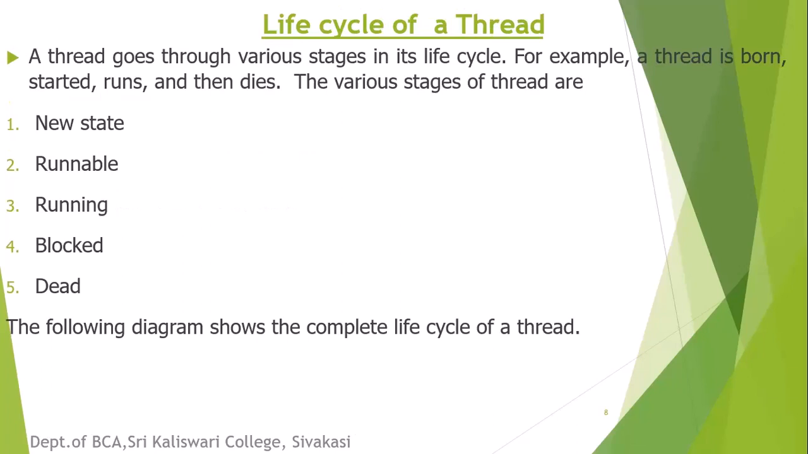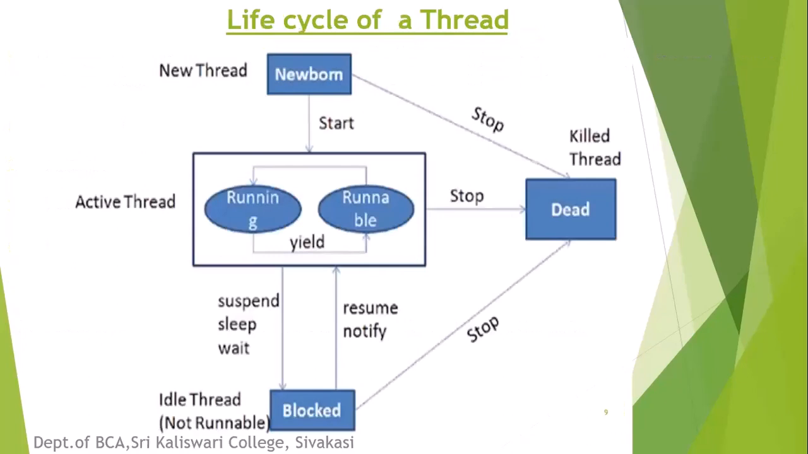So a thread also has a life cycle. There are five thread life cycle states: newborn, runnable, running, blocked, and dead. What is the new state? When we create a thread for the first time, it is called the newborn state. When you create a thread for the first time in a Java program, you give the statement a = new A, and in this case we say it is in the newborn state.